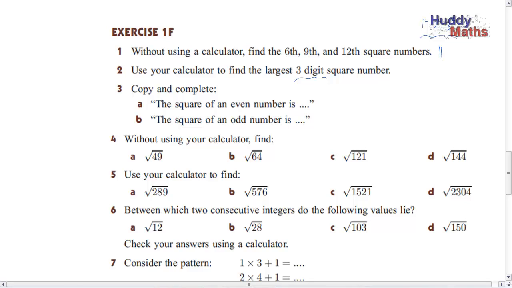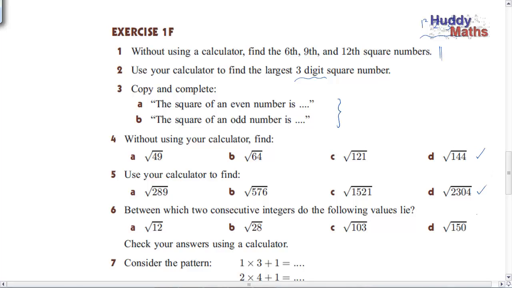Have a go. Okay. And from using a calculator and thinking about it, the square of an even number is what? The square of an odd number is what? What can you say about those? So you might try squaring some even numbers and some odd numbers and seeing if you can see the pattern there. Is there a pattern? Okay. Without using a calculator, here's some perfect square numbers and then some with the calculator.